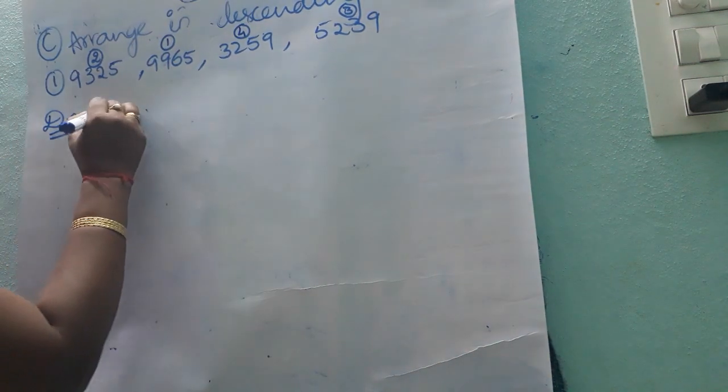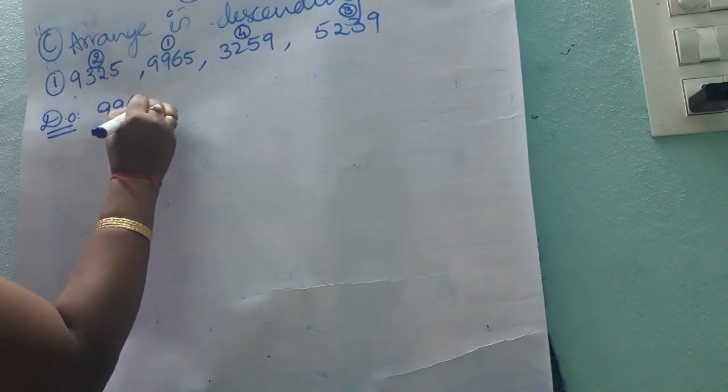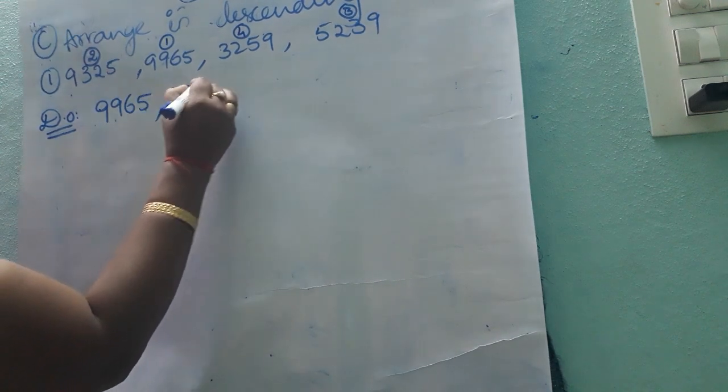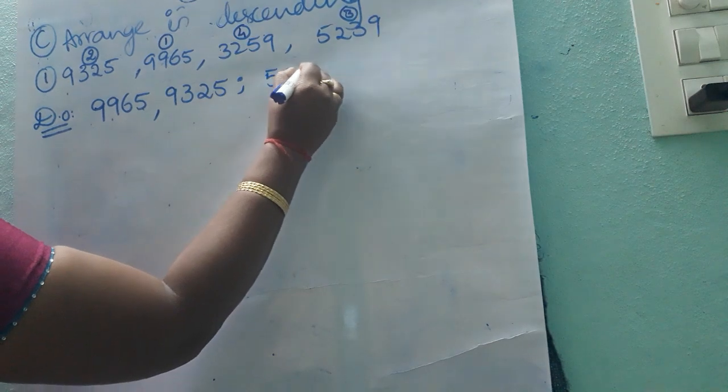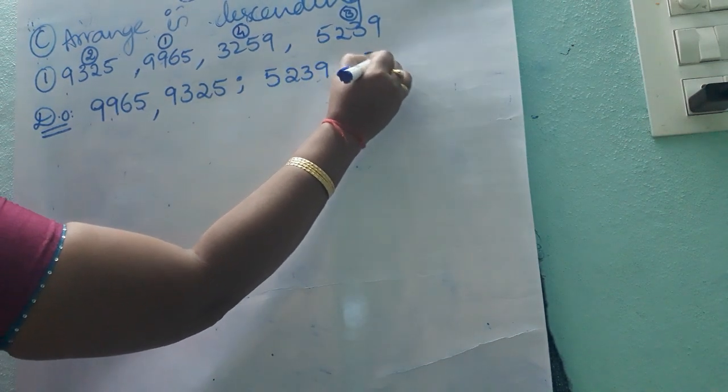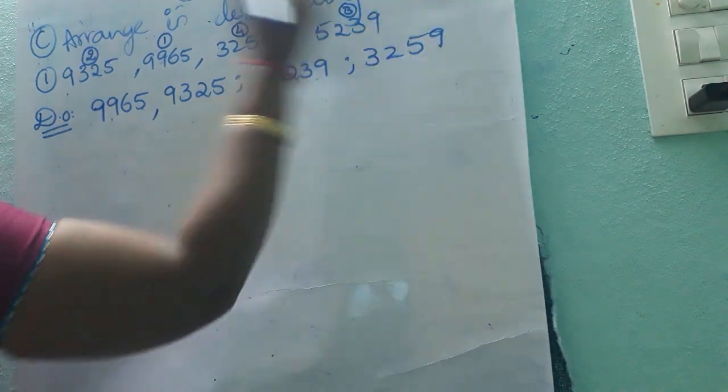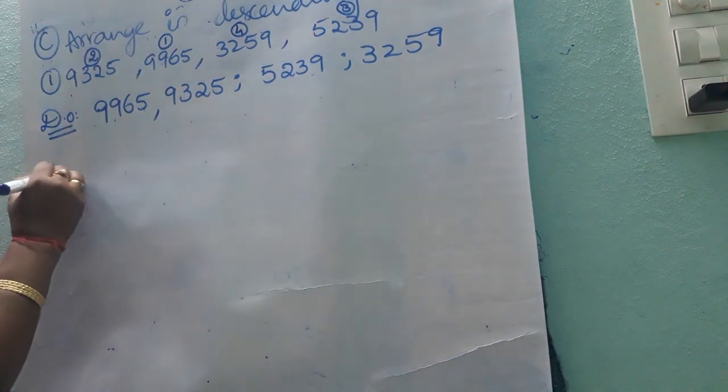How will you arrange? 9,965, 9,325, 5,239, 3,259. See the second one, children.